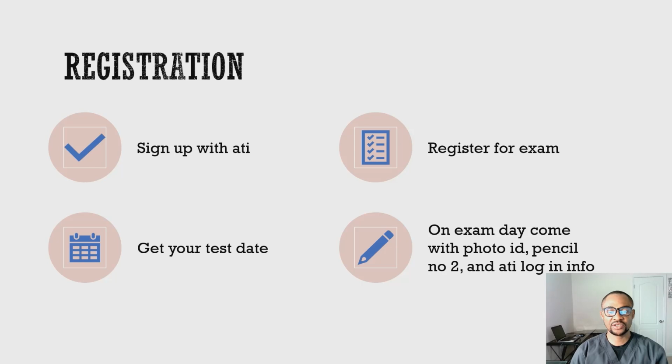Usually you will be asked to come with your photo ID and number 2 pencils, you're going to come with 2 of them, and then you also have to come with your ATI login information because you will need to log into your own personal ATI account in order to be able to take the TEAS test.